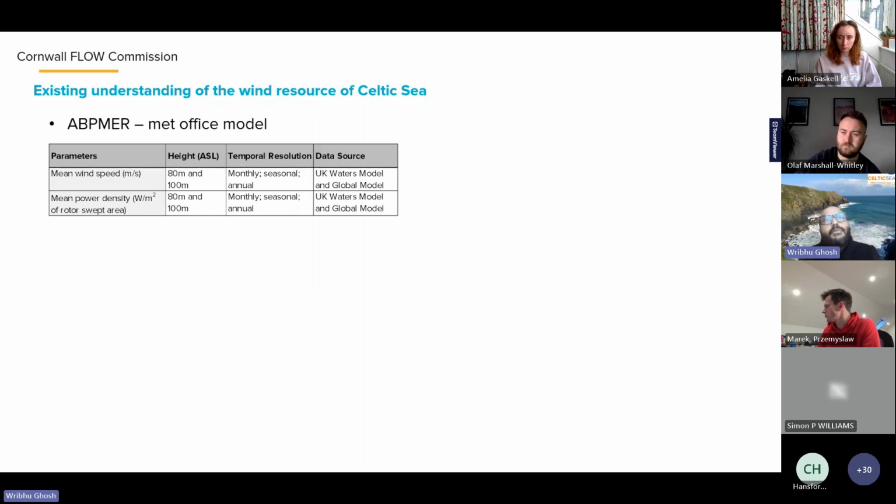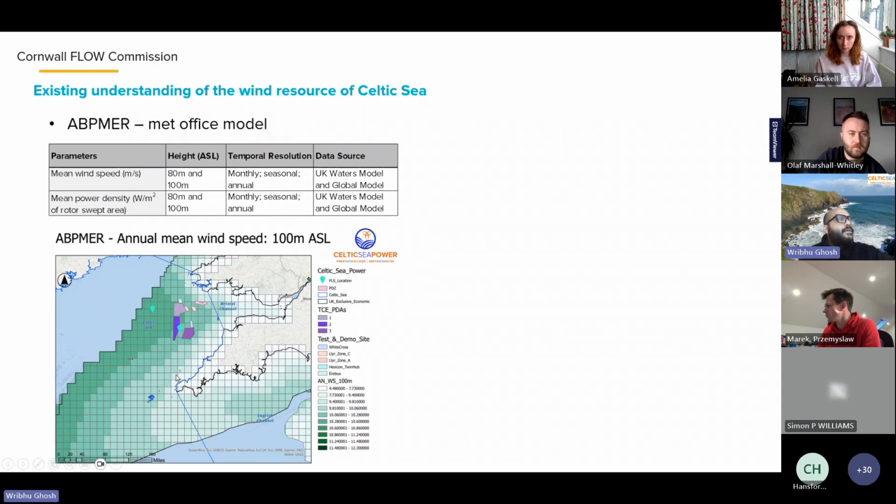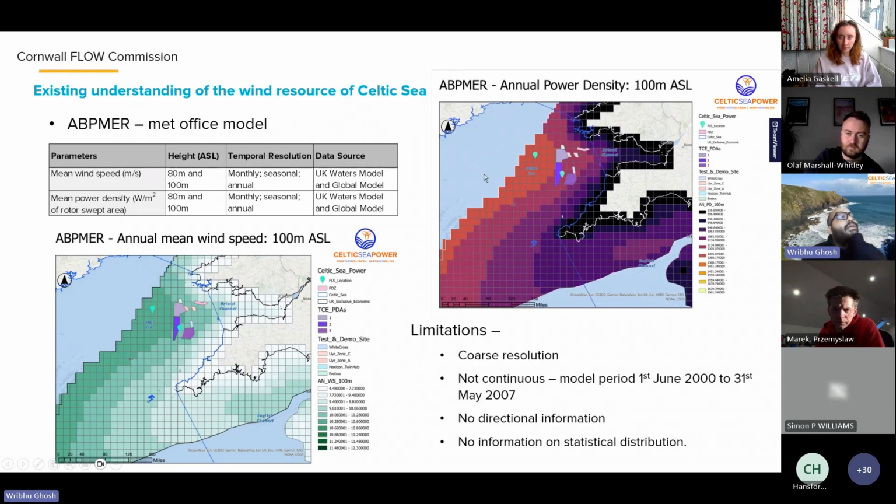Data is available for free, which comes in the form of a shape file, which gives mean wind speeds and power density, monthly, seasonal, and annual for two heights, 80 and 100. This is a plot of the wind speed, which shows all these sites are pretty much between 9.4 and 10 meters per second mean wind speed. This is the power density.